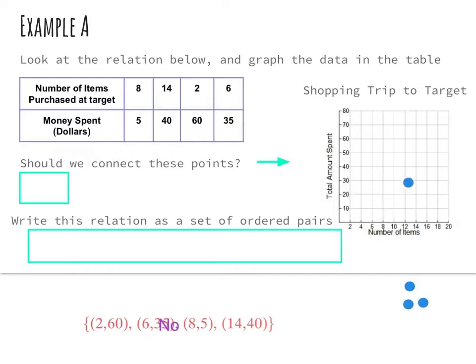So we have (8, 5), so we're going to go over to the number of items, 8, and up to the amount of money spent, which is just in the middle between the 0 and the 10, at 5. Then we're going to go over to the 14 items, and they spent $40, so we're going to bring our dot up to the 40. $60 spent on 2 items. And finally, 6 items for $35.